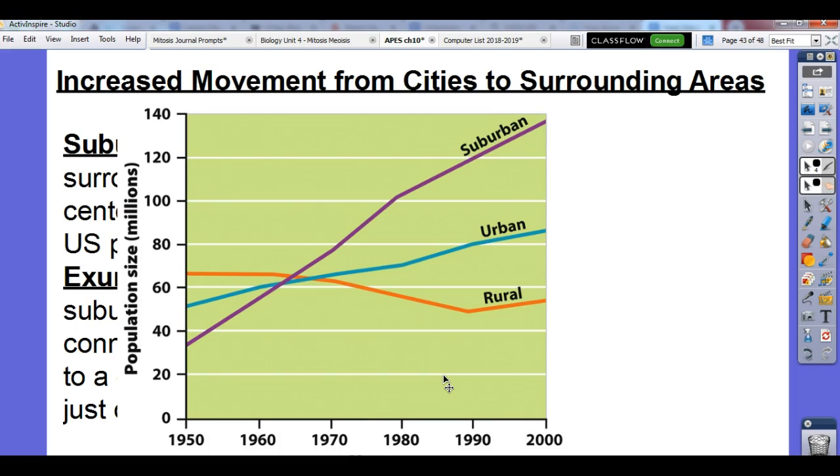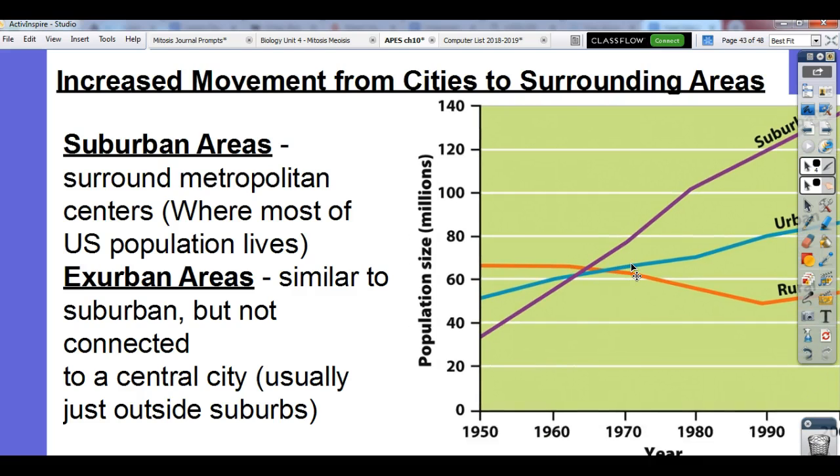Over time, fewer people have been in urban areas, and now we're moving to the suburbs. Why don't you think they want to live in the cities anymore? Less space, they're crowded. What else? Expensive. Polluted, crime, right? How many of you want to go live in the south side of Chicago? Some parts of the cities are getting very run down, and we're going to talk about why that happens. Sure, we still have the nice downtown areas, but there are large parts of cities that end up getting run down. So suburban areas surround cities, surround metropolitan centers. The suburbs are where most of the U.S. population lives.